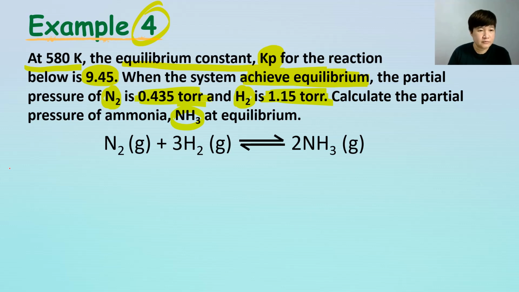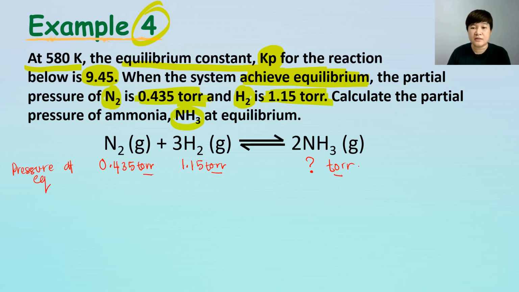Take out all the values. So pressure at equilibrium for nitrogen is 0.435 torr. For hydrogen is 1.15 torr. The question is asking for the pressure of ammonia at equilibrium, and that will definitely also be in torr, because like I said previously, the unit must be the same. The Kp of this equation given is 9.45. So slightly different, the question gives you the Kp. We are looking for the partial pressure at equilibrium. But the way that we solve it is the same.